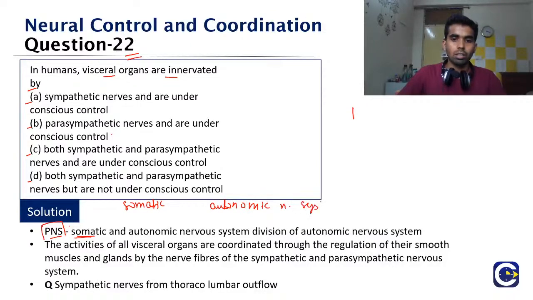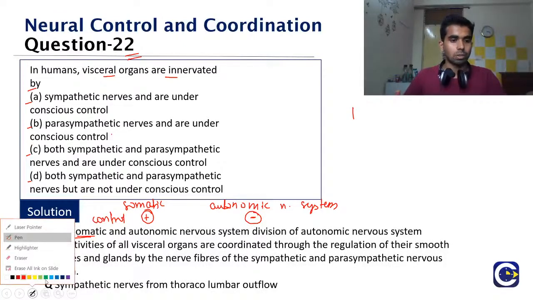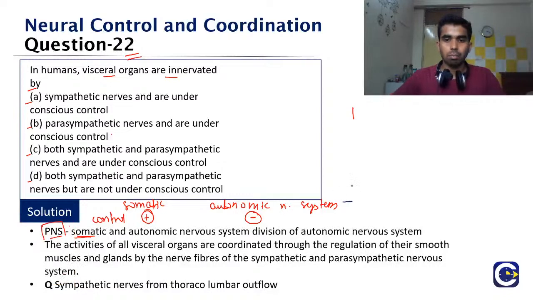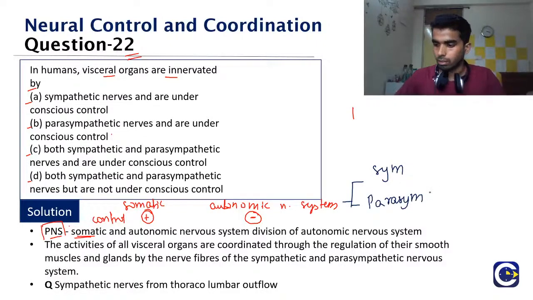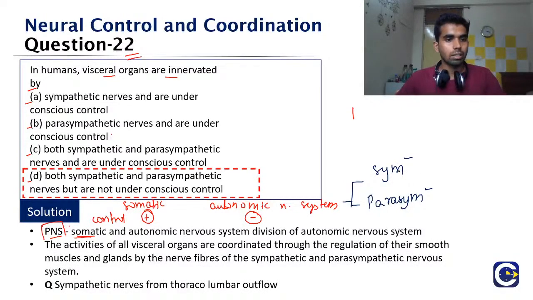The somatic system is under our control. In the somatic system we have the control, but the control is absent in the autonomic nervous system. And the autonomic nervous system has two limbs. One is the sympathetic nervous system, and the other limb is the parasympathetic nervous system, and all the visceral organs in the body are innervated by both the sympathetic and the parasympathetic nervous system. And that is why the correct answer, yes, very well said Jivita, is the correct answer.